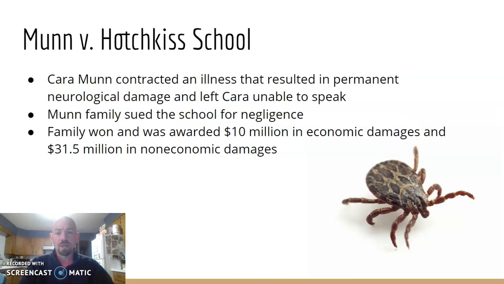The first is Munn versus Hotchkiss School. So Kira Munn was a student. She contracted an illness that ended up resulting in permanent damage to her neurological abilities, and after being sick and treated, she was left unable to speak. This came about as the result of a tick bite on a trip that they took to China, a school-sponsored trip. The Munn family sued the school for negligence.